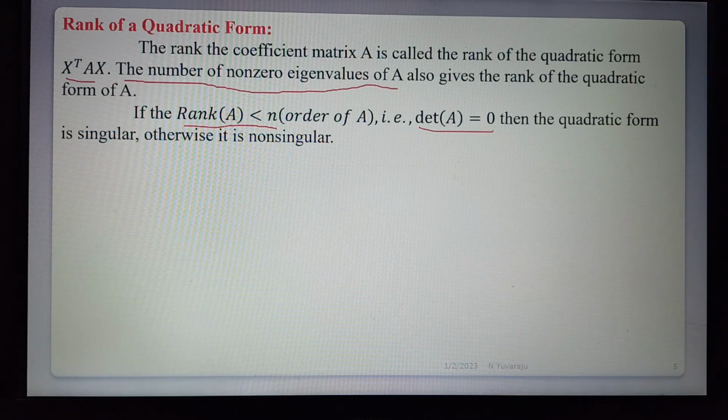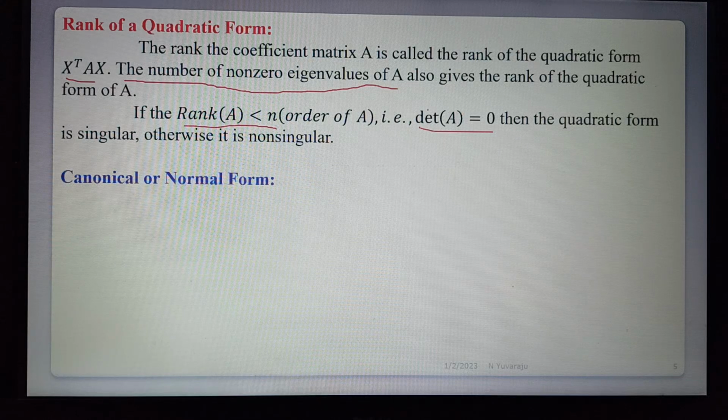And if the rank of A is less than the number of unknowns, or det A is 0, the quadratic form is singular. If det A is not equal to 0, the quadratic form is non-singular. This is one of the definitions of the rank of a quadratic form.